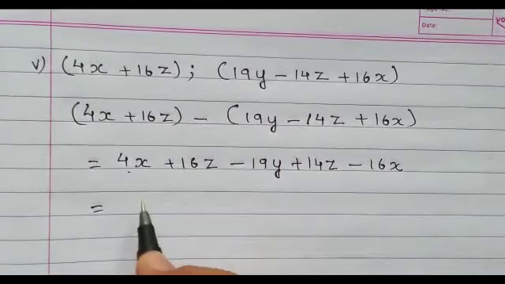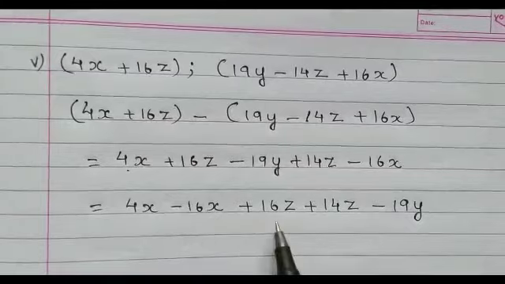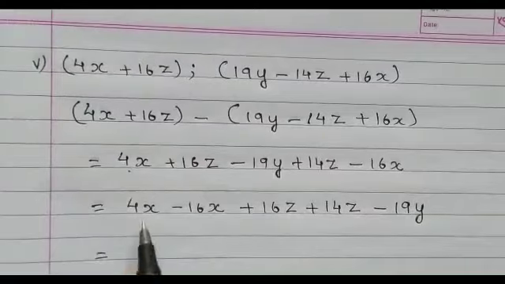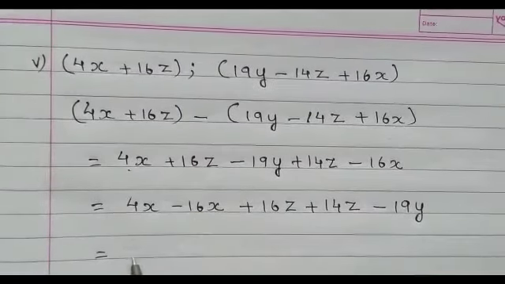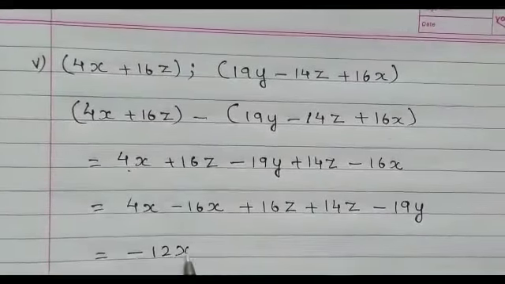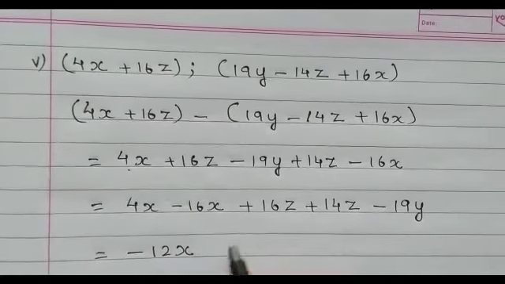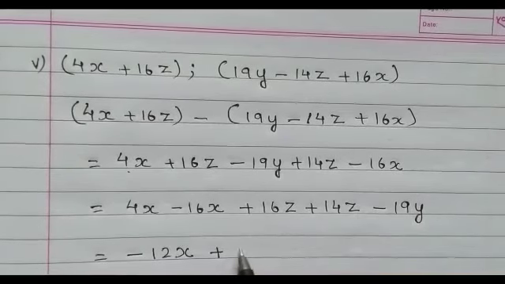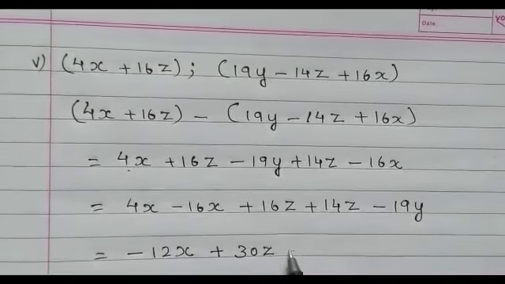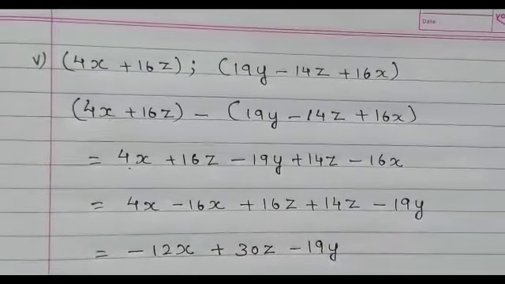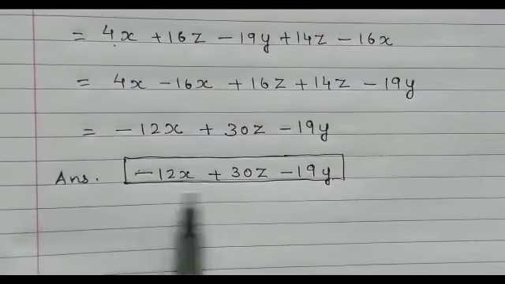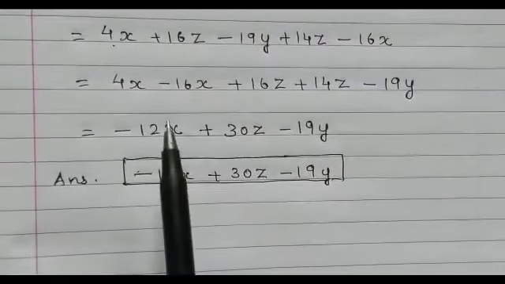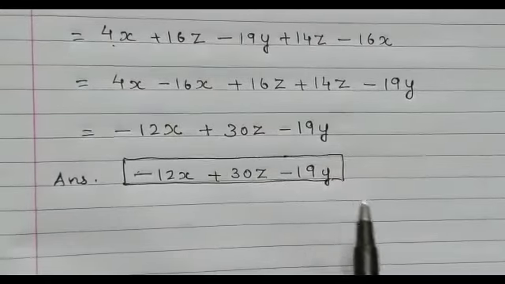Gather the like terms. So you have 4x minus 16x, 16z plus 14z and minus 19y. So 4x minus 16x will give you minus 12x because the bigger number is negative. Plus 16 plus 14 will give you 30z minus 19y. So your answer is minus 12x plus 30z minus 19y. Solve the same sum using the vertical arrangement.